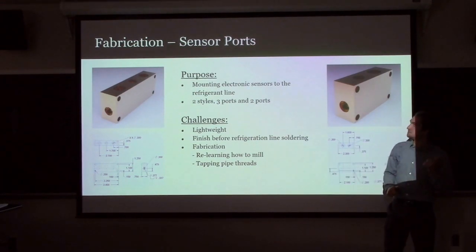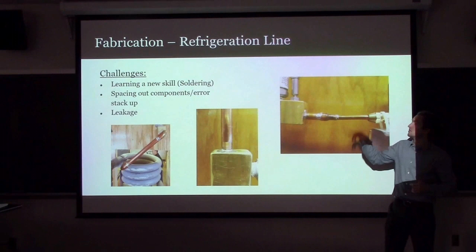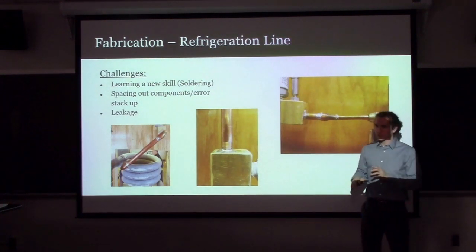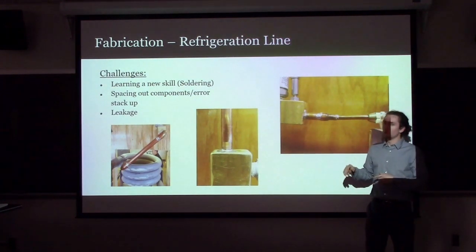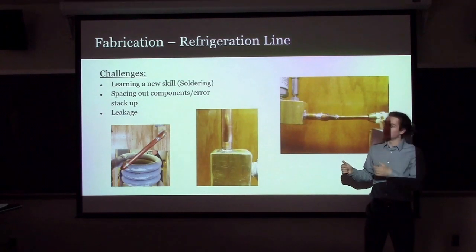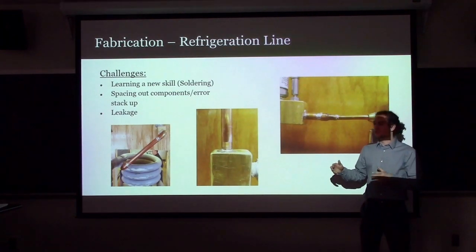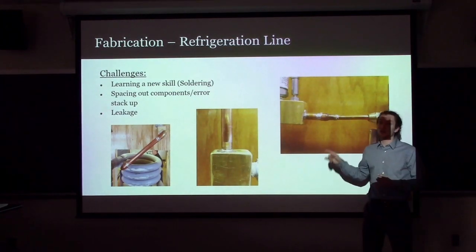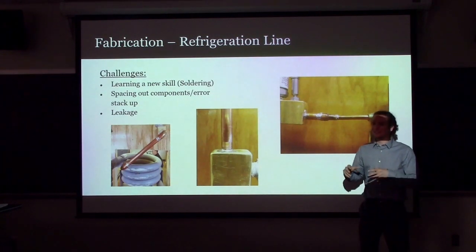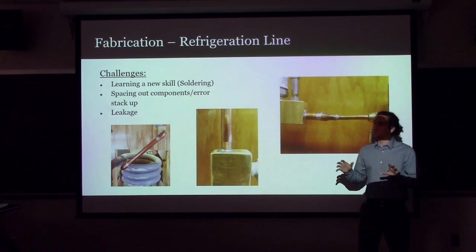Now on the refrigeration line as a whole, there were a lot of other challenges with this. We knew that the last team that did this had a lot of leakage problems. So we decided we were going to do as many solder joints as possible because those would be the easiest to do in a manner that won't allow them to leak. Even if they don't look very good, they would work well enough to keep it from leaking.